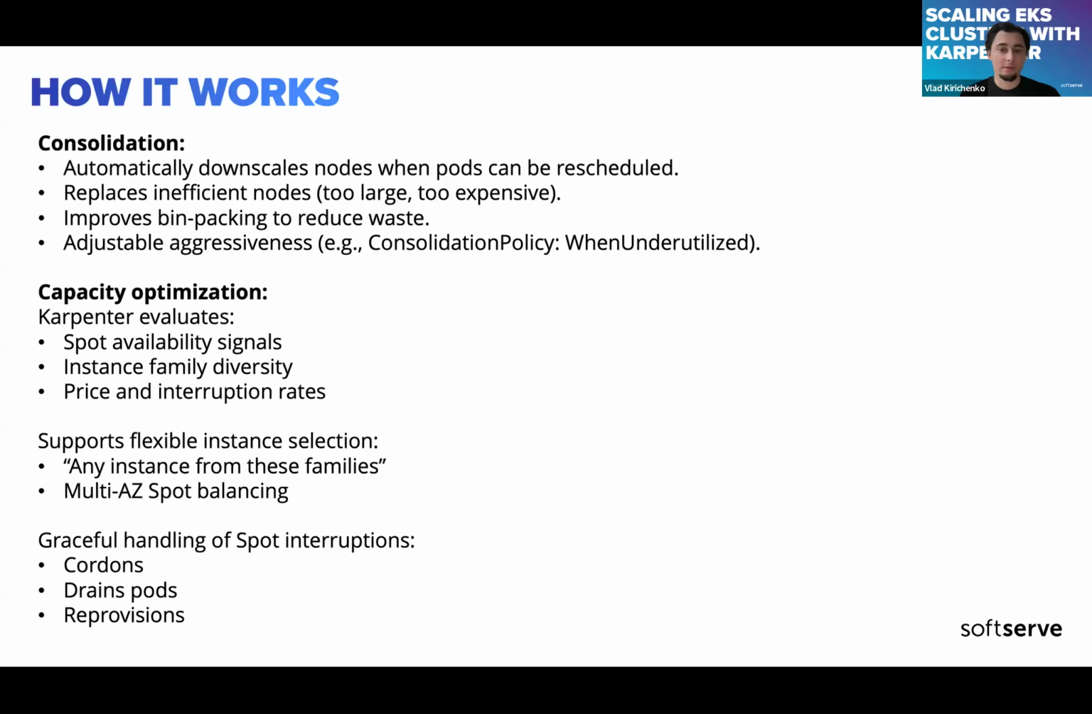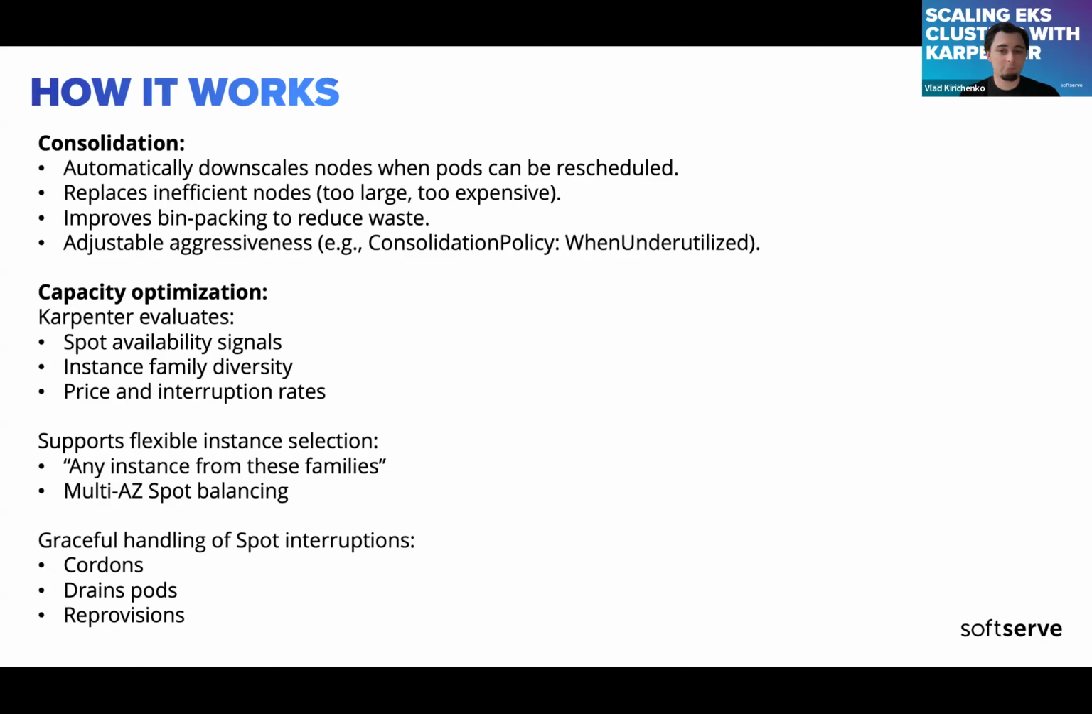Also, it supports flexible instance selection. So we are not restricted to only M5 large or C5 large. You can specify the families that you are okay to provision, like M5, C5, T3, etc. And Karpenter evaluates all compatible options that are best for the time. If one instance family becomes unavailable, it seamlessly shifts to a different family without blocking any pods.